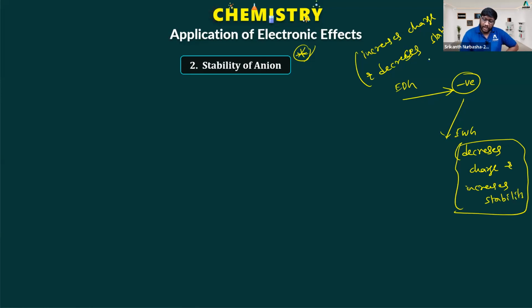So what are electron donating groups? Electron donation can be by plus M, plus H or plus I. Electron withdrawing can be minus M, minus H, minus I. So minus M, minus H, minus I groups will increase the stability. Plus M, plus H, plus I will decrease the stability.